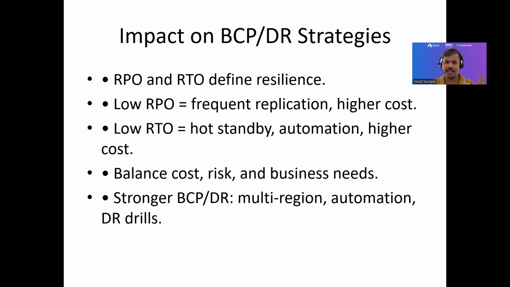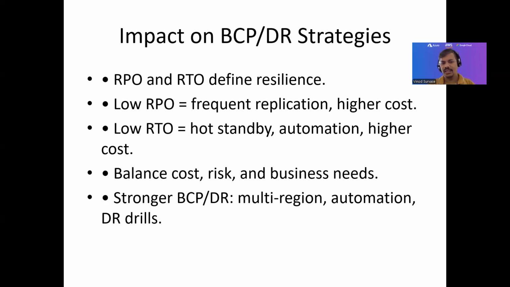So let's understand, a low RPO means frequent replication, which is going to be a higher cost when it comes to backing up data and making sure we can bring that data back to operations, right? That is, of course, the recovery point objective. That means we are pulling out the data as soon as possible, right? And when it is a low RTO, which is the recovery time objective, that means hot standby, automation, and higher cost in this case. Why?